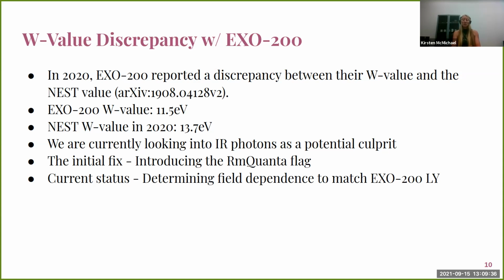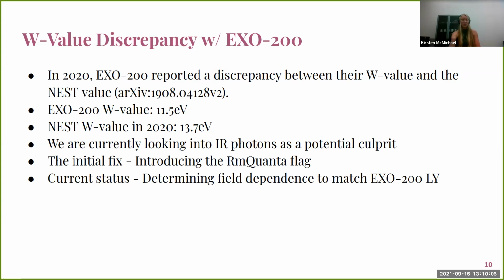So those dark matter folks are safe. But also if you're an EXO-200 or nEXO or neutrino fan, then if you turn remove quanta off, we do see the 11.5 eV W value. And we've also now seen an increase in our light yield, trying to match EXO-200. We are still trying to work on the field dependence to get an exact match for light and charge yields for the EXO-200 data, but that is something that I'm currently working on and we hope to have out very soon.